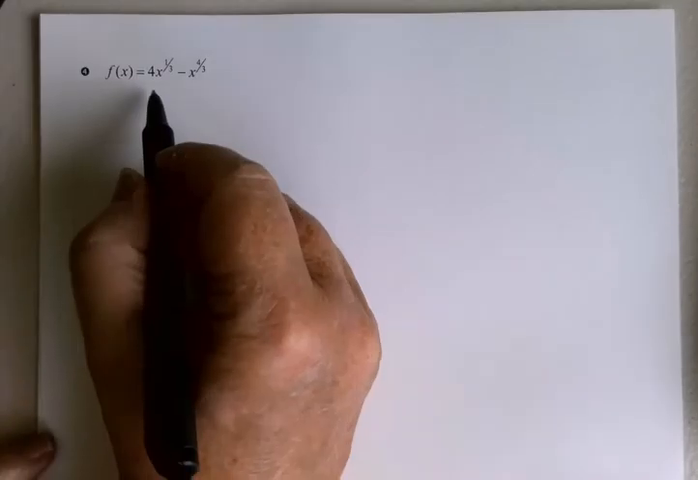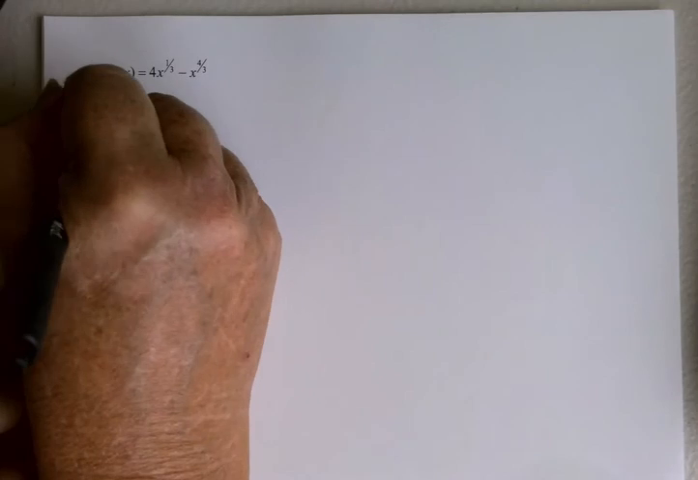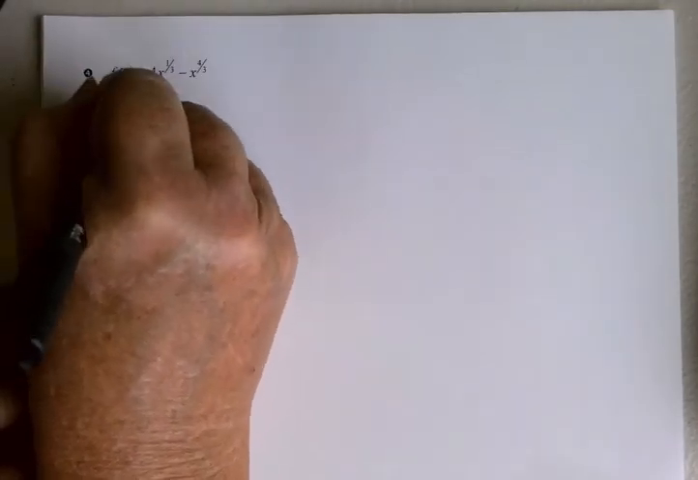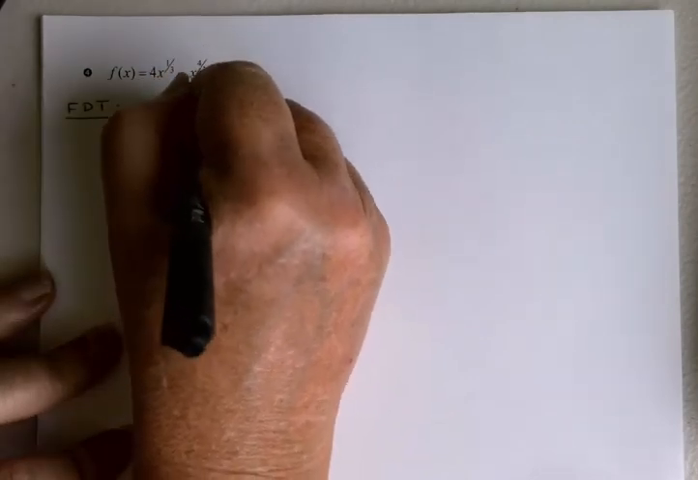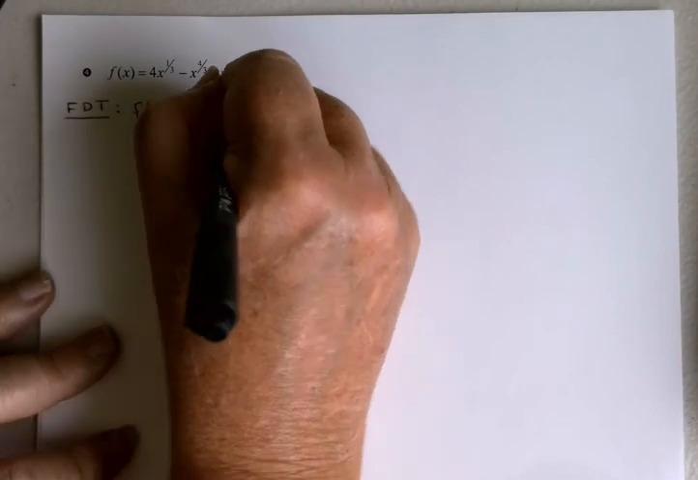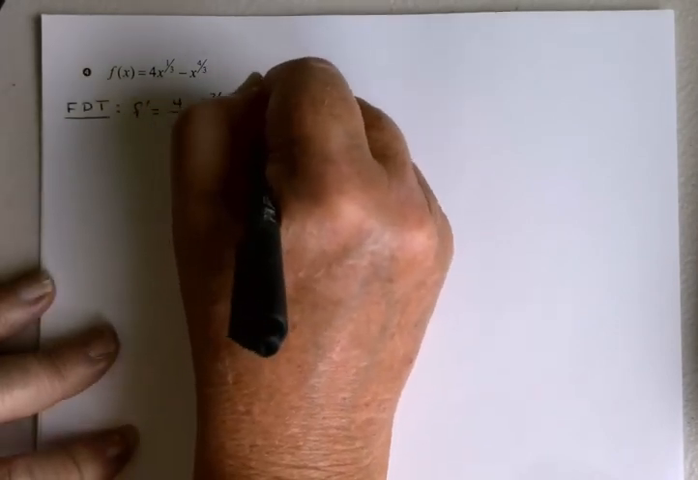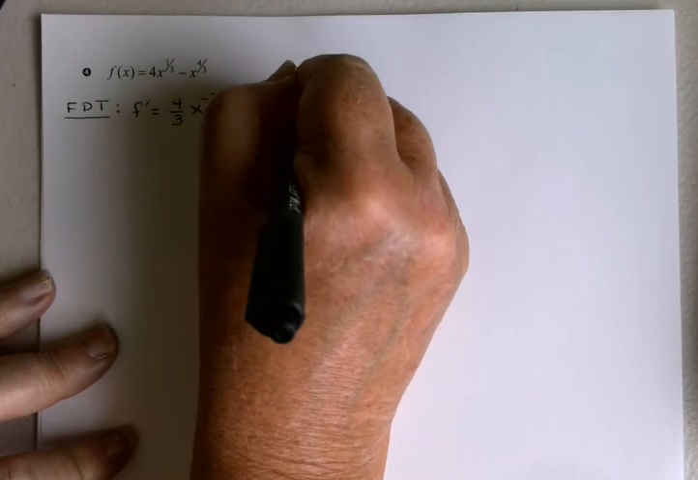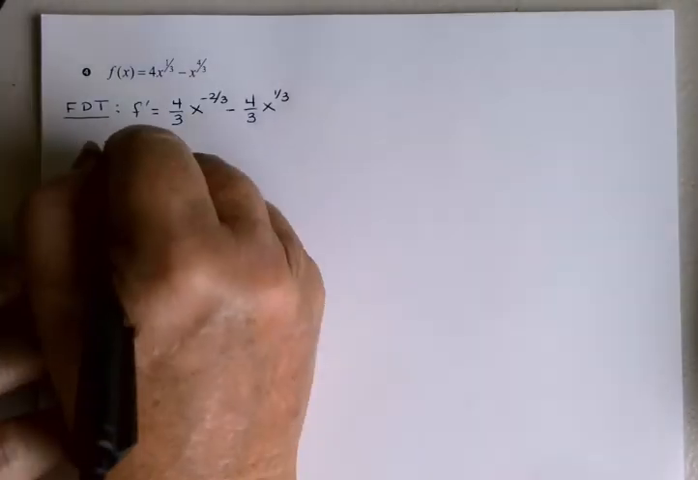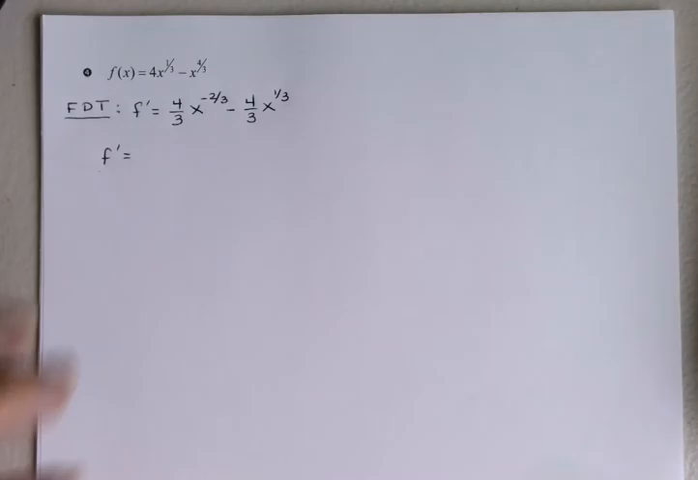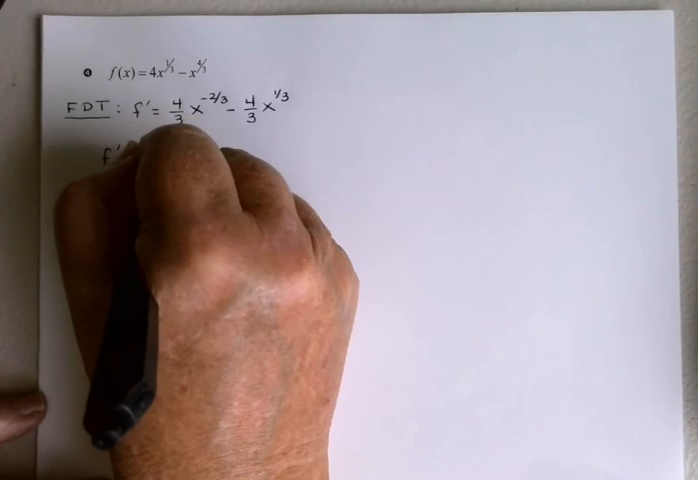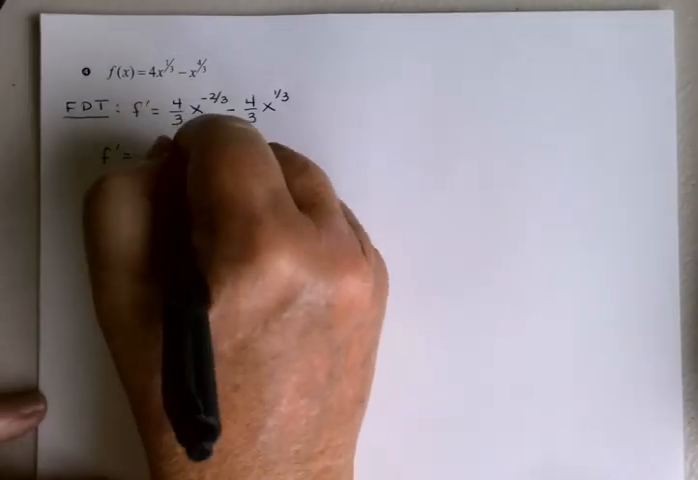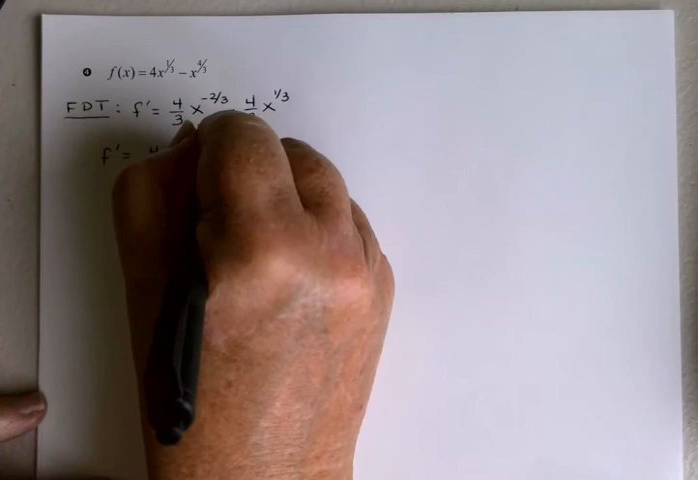Here we go. We've got our function 4x to the 1/3 minus x to the 4/3. And I'll begin again with my first derivative test. F prime would be 4/3 x to the negative 2/3 minus 4/3 x to the 1/3. And I'll follow our now familiar procedure. I'm going to factor out, actually, I might as well factor out the 4/3 this time. And then the smallest power of x, so x to the negative 2/3.